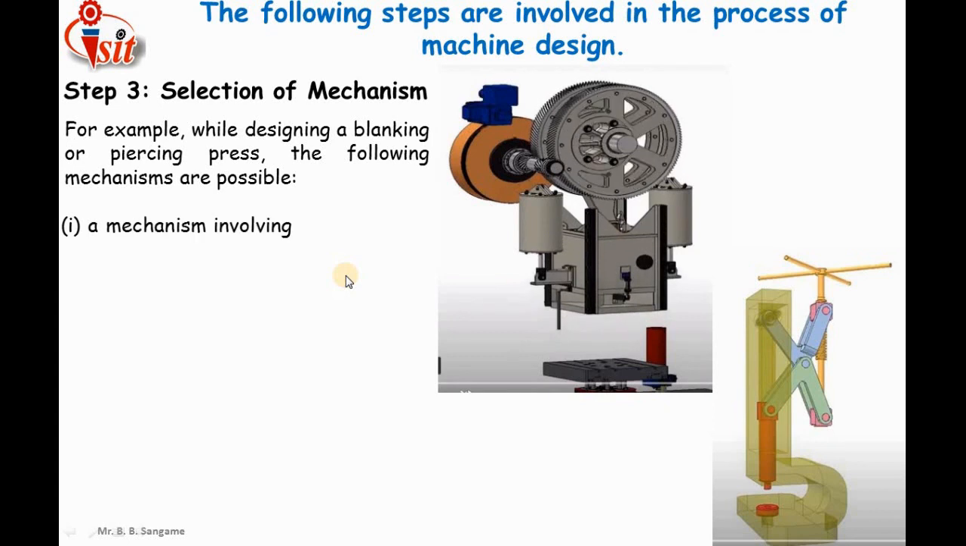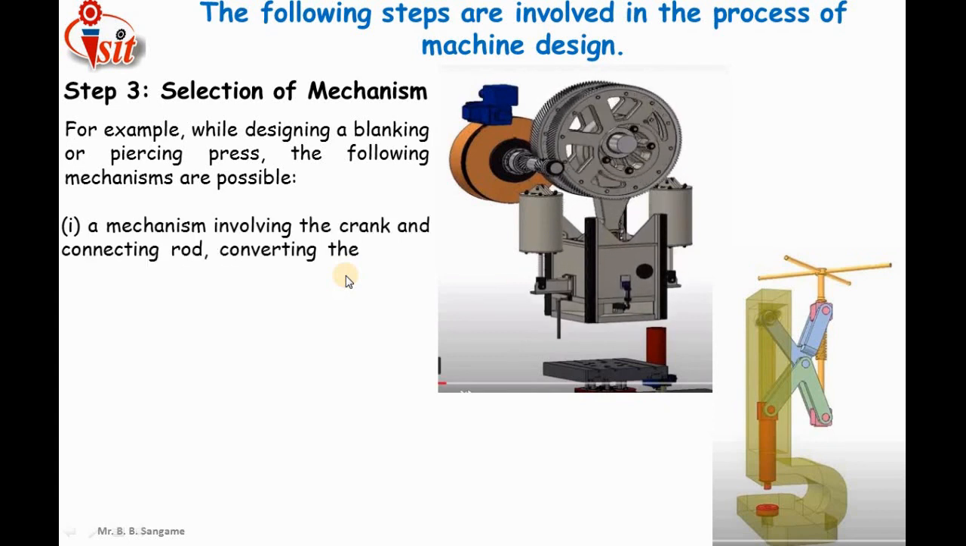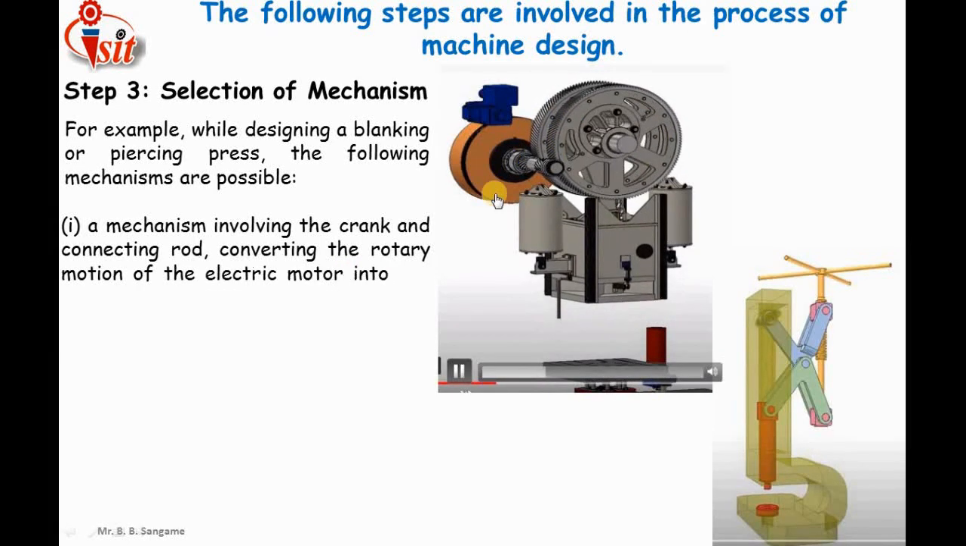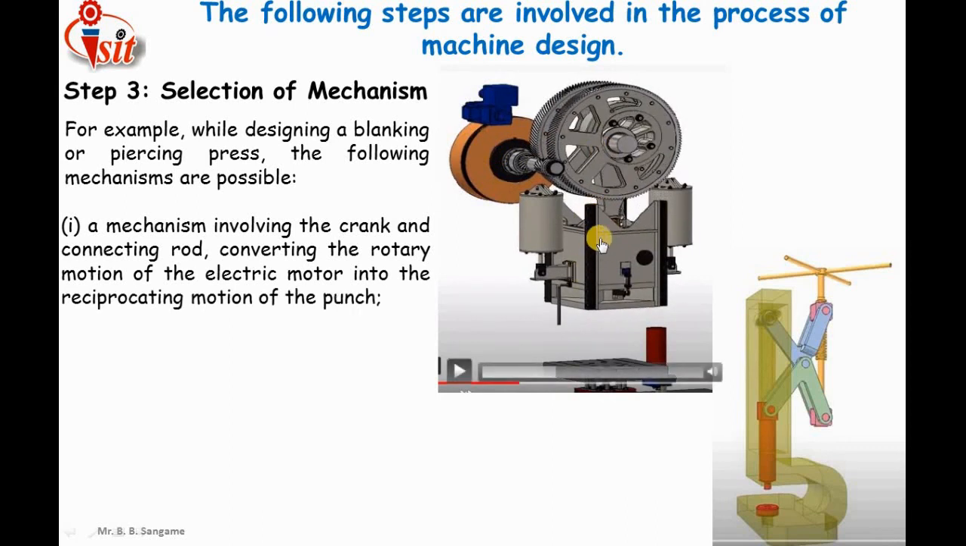I have included the first mechanism, which involves the crank and connecting rod. Here the crank is rotated by means of a motor, so the rotary motion is converted into reciprocating motion, which is given to the punch. So by using this machine, blanking and piercing operations can be done.